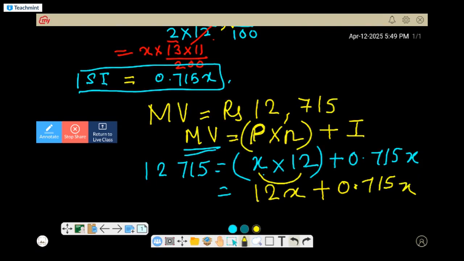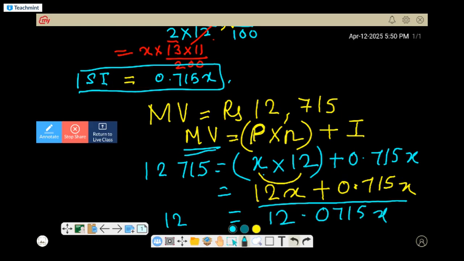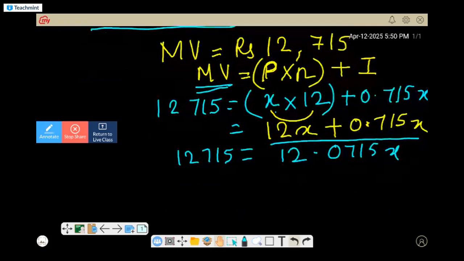0.715x. So these two terms are of the same variable. We will add it. We will get 12.715x and on the left side we have 12,715. Now it's a very simple calculation. You can see the numbers on the right, sorry, not zero over here. We just have 715. Numbers on the right and the left are absolutely same. The digits are same. The only difference is about the decimal.